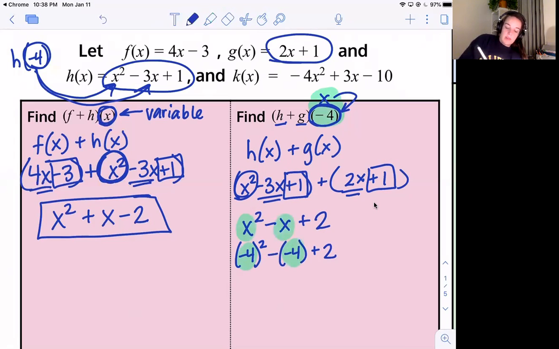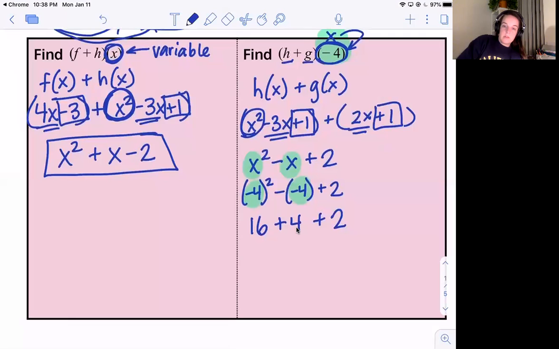And then I'm going to simplify. So negative 4 squared, negative 4 times negative 4, 16. Negative times a negative makes positive 4 plus 2. Like so. So I have 16 plus 4 is 20 plus 2, 22 would be my answer.